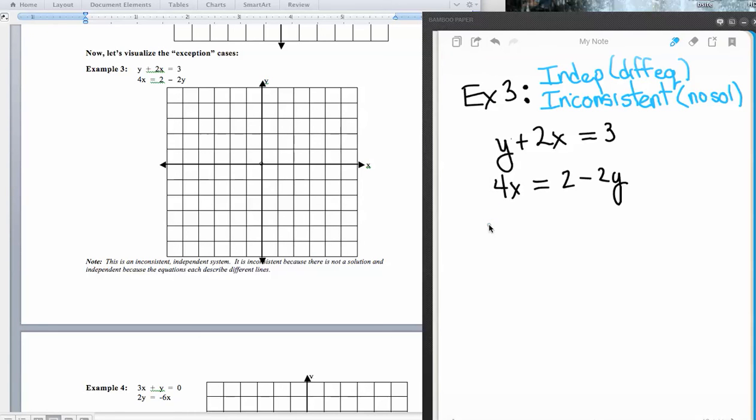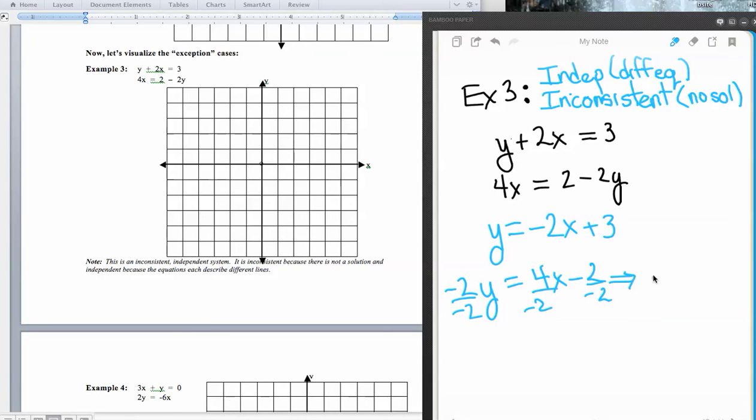So first of all, I'm going to put each equation into slope-intercept form. So the top equation, just moving the x, I get y is equal to negative 2x plus 3. And then the second equation, moving the constant over to the right side, I get negative 2y is equal to 4x minus 2. And then dividing everything by negative, we get that y is equal to negative 2x plus 1.